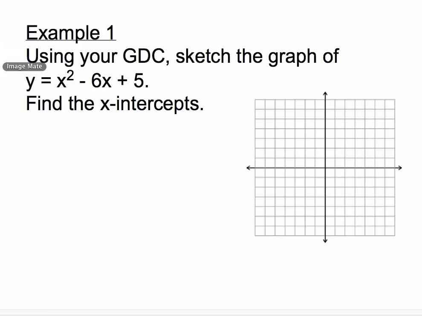Hello, this is Mr. Collier, and today we're going to find x-intercepts of parabolas using our graphing calculators.